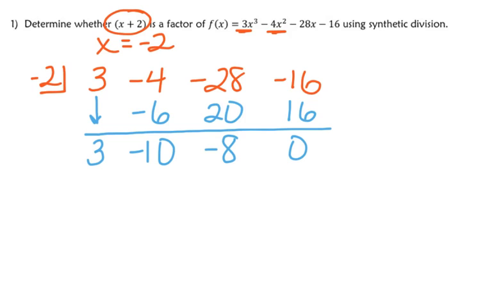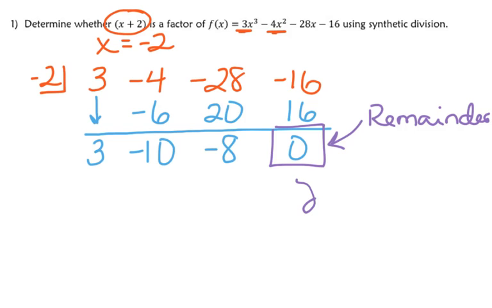Now, before, all we cared about was that last number, and that was what the function value would be when negative 2 was substituted in. Well, that ties in here because that really means that negative 2 is a solution, and that means x plus 2 would be a factor, and this last number now is really going to represent our remainder. So right away we can say, yes, x plus 2 is a factor.